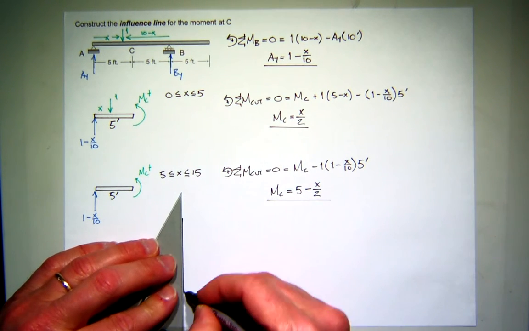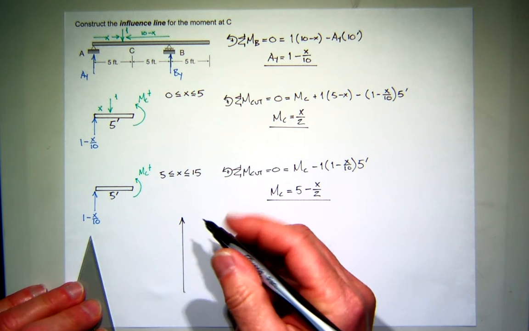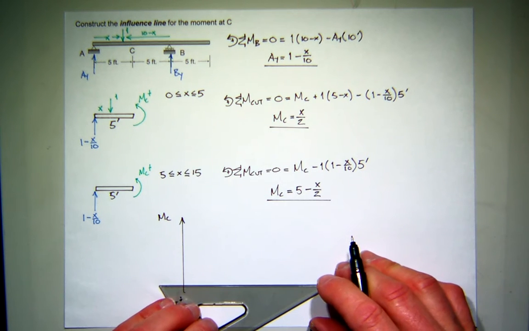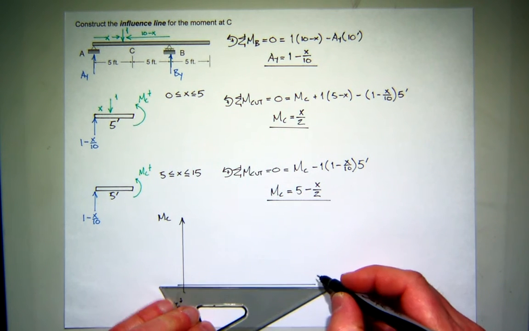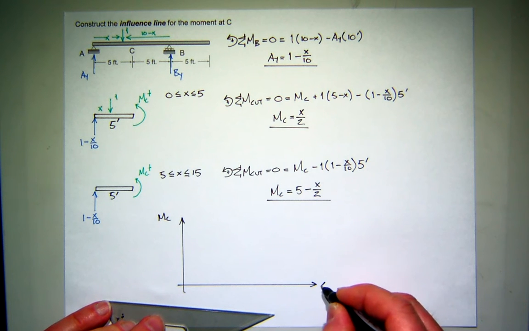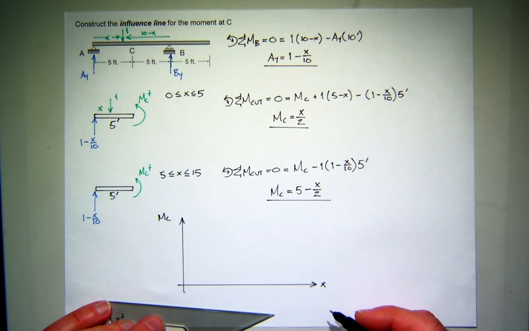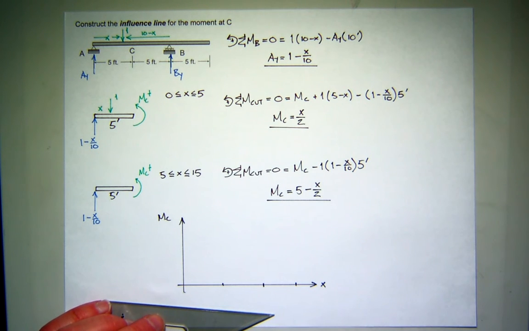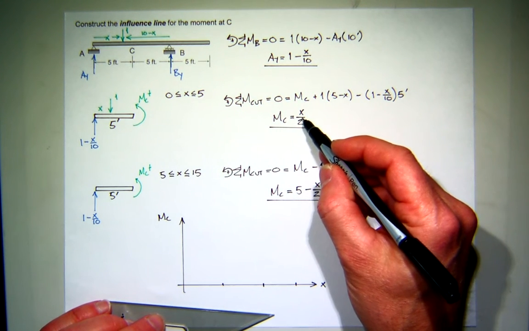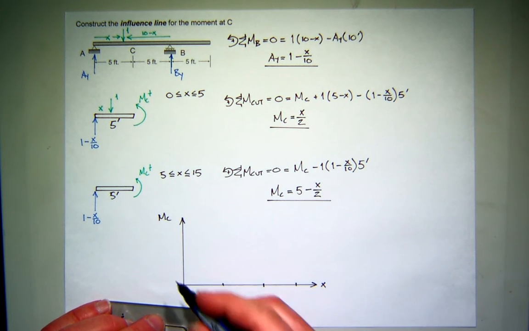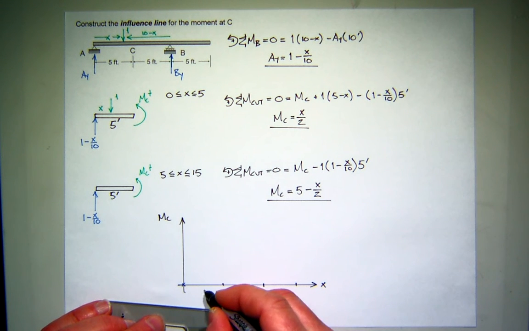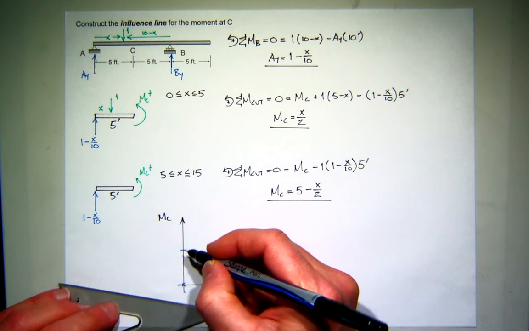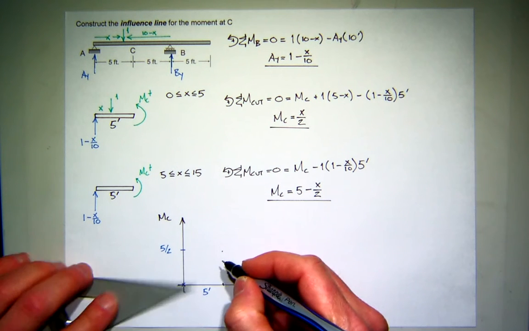So let's create a quick axis. Our ordinate is going to be the moment at C. And the x-axis, I think it's called the abscissa, I don't know if I can say that right, will be our position. And we'll look for 5, 10, and 15. So between 0 and 5, the function is x over 2. So when x is 0, we have 0. When x is 5, you put 5 in there, you get 2.5. I'll just write it as 5 over 2. And of course it's linear.